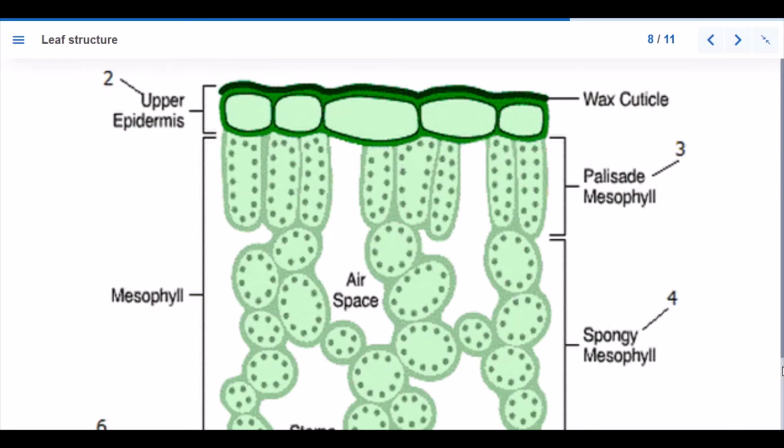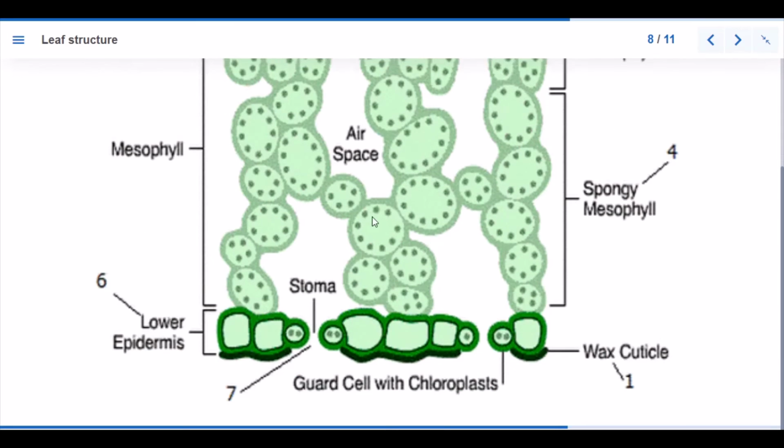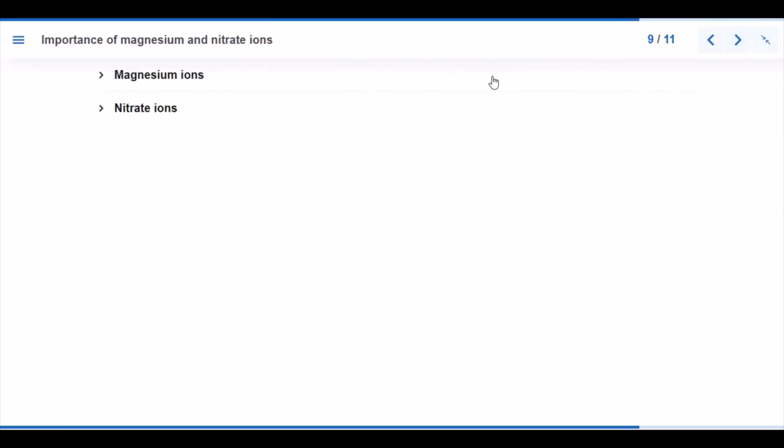to the lower epidermis. And we also have the stomata, plural. Then there is an opening, guard cells, special cells with chloroplasts. I also have the waxy cuticle at the lower part of the epidermis.